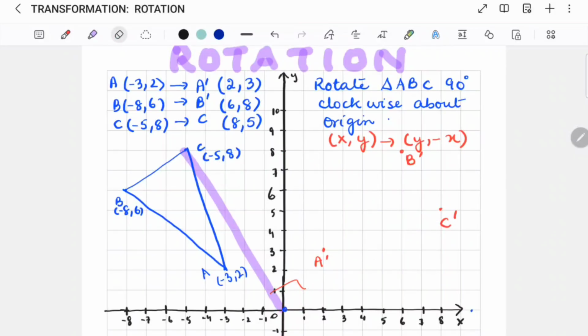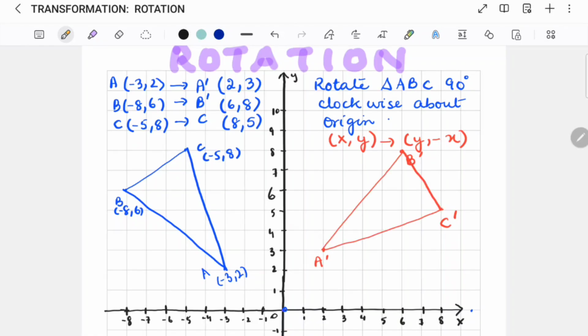You can construct this as well, but if you do it with the rule, there will be no mistake, there will be no error. Join the points A, B, C, then you can see that you have rotated the triangle ABC 90 degree clockwise about origin. Let's join the points AB.